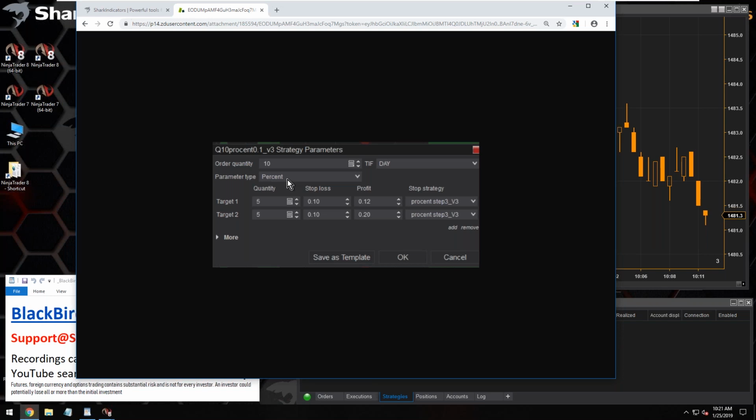So interesting, I didn't realize that Ninja now has a percent capability, which is really cool. I like that. But currently, Blackbird doesn't have a percentage measurement unit. So Blackbird can set up all of this, just not in a percentage measurement unit.